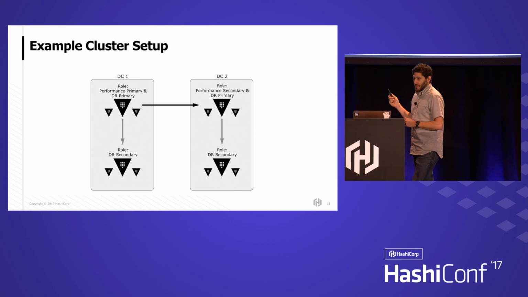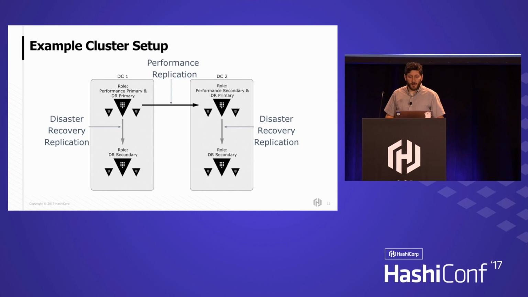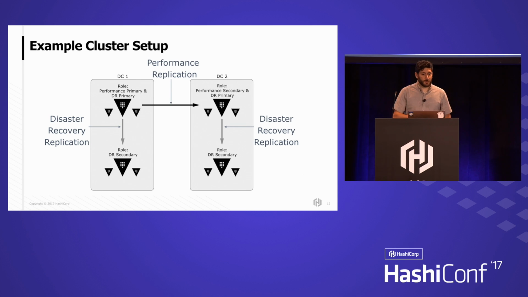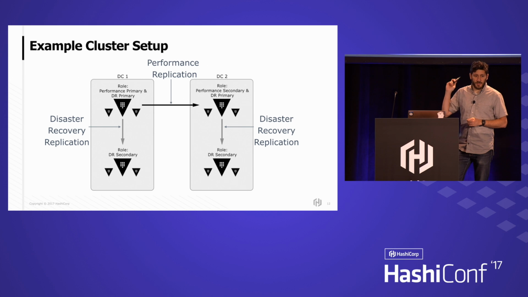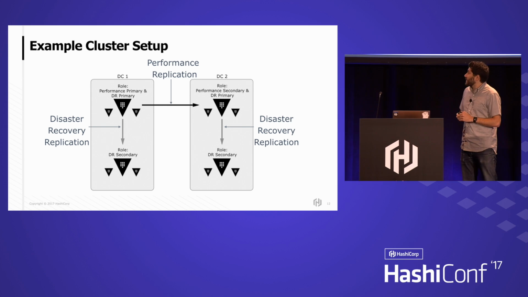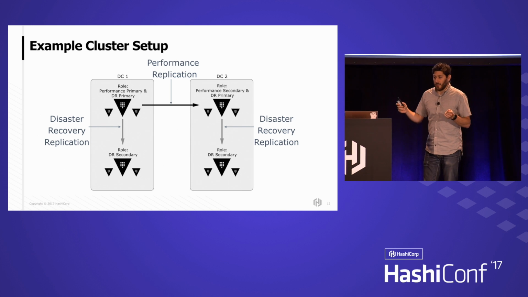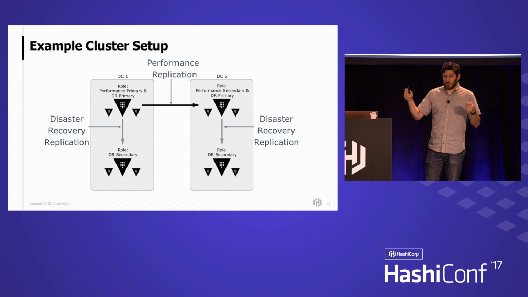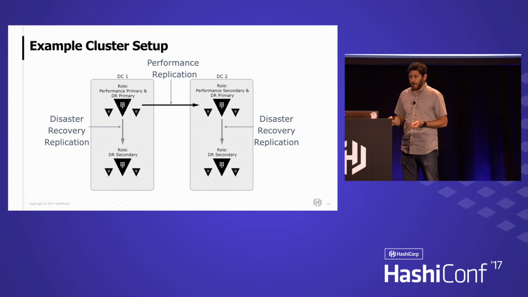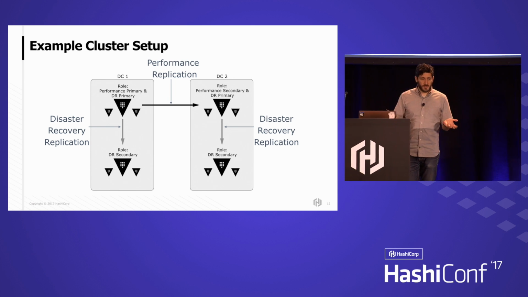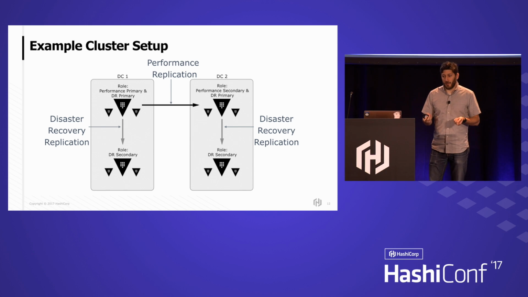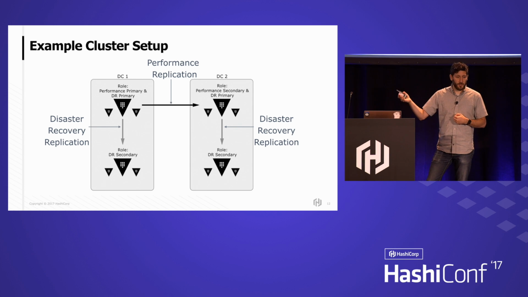So in this example cluster setup, we have a performance primary in data center 1, and that's using performance replication to send its secrets and secret configurations over to data center 2, where we have a performance secondary cluster. And then in each data center, we have a disaster recovery cluster that the performance clusters replicate down to. And so if in either of these data centers we lost our performance cluster, we can use the DR replicated cluster to promote them and use them to recover our primaries.